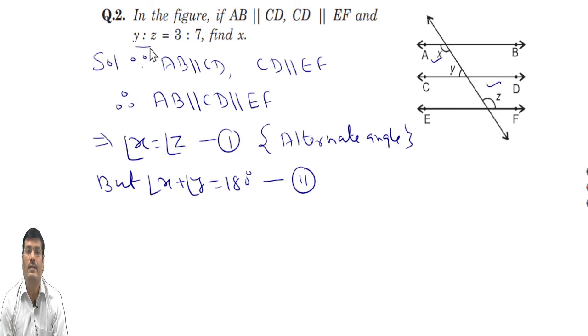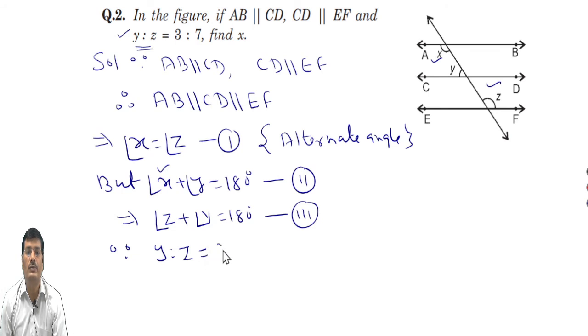Since we are given that y ratio z is equal to 3 ratio 7, in place of this x we have to write z. So from 1 and 2, we have z plus angle y is 180 degree. Let us suppose again, since y ratio z is 3 ratio 7 given, angle y is equal to 3a, angle z is equal to 7a.